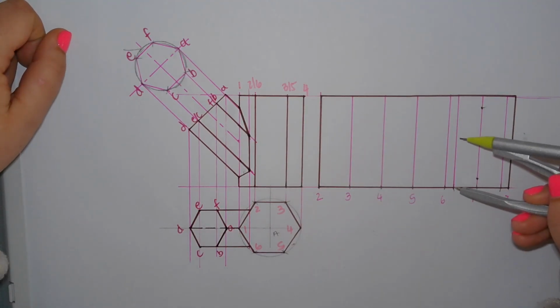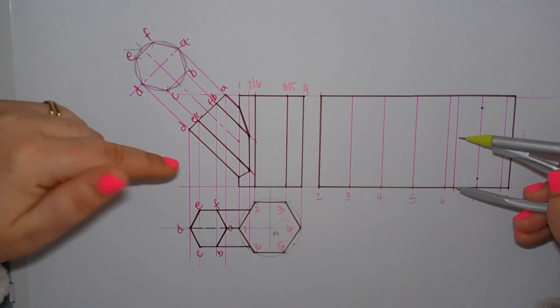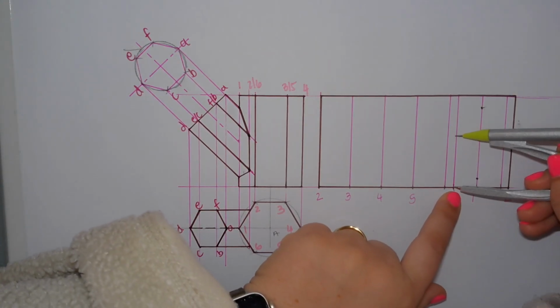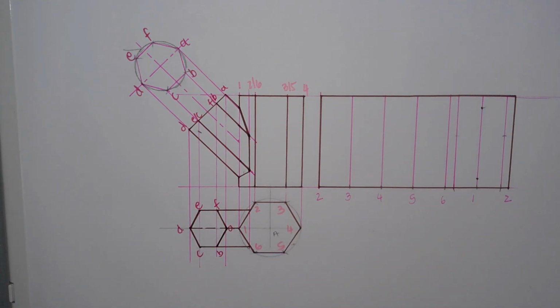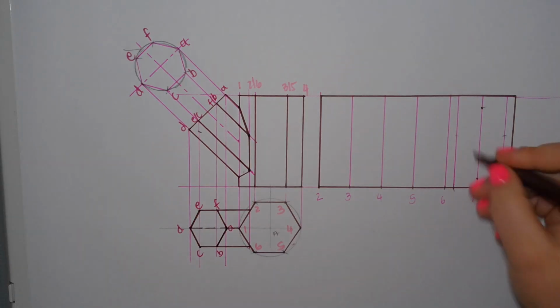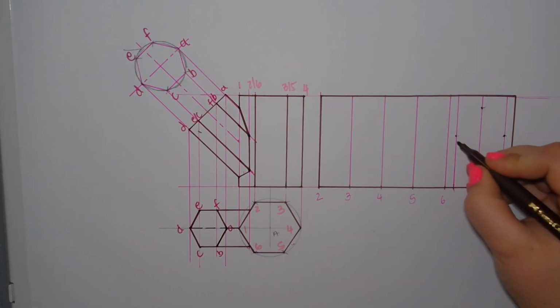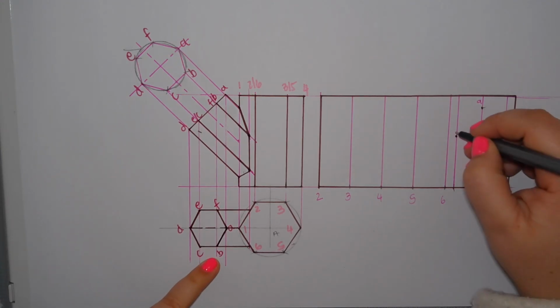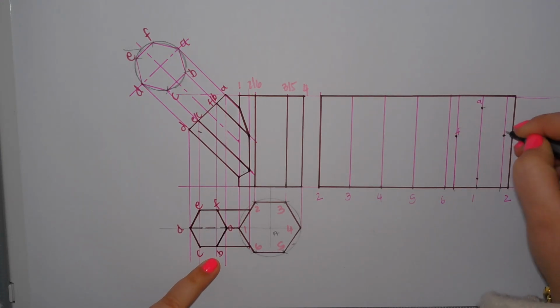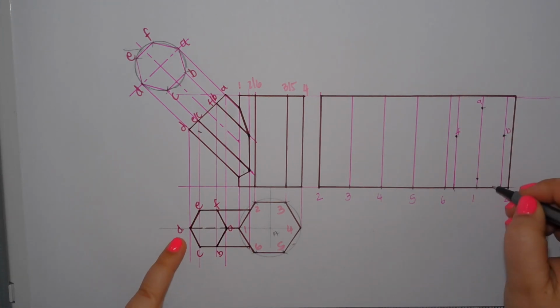And I'm going to plot it. If I measured from the bottom up, I'm putting my sharp point at the bottom. If I measured from the top down, sharp point must be at the top. So this is point A. F and B. This is D.